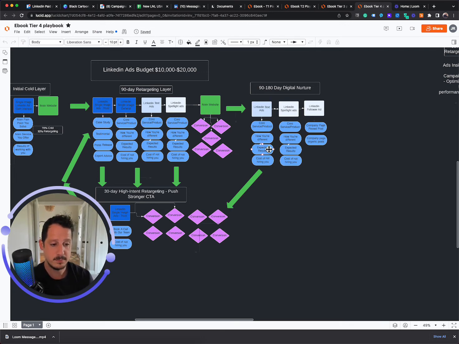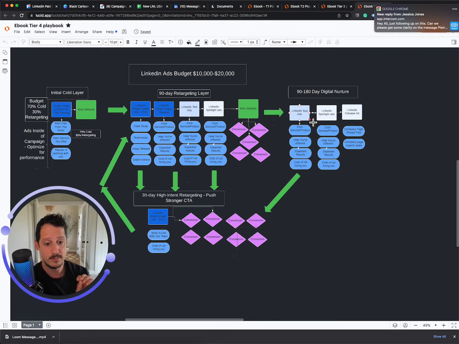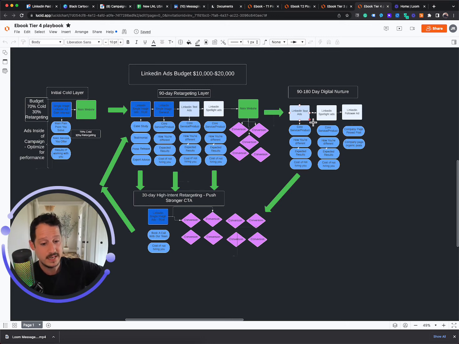So this being in the mix, the 90 to 180. Let's follow the journey. They have the cold campaign. They visit the website. They go through a 90-day retargeting layer, medium intensity. They make it all the way through that 90 days without interacting, without revisiting the website. They get queued into a 90 to 180-day nurture. Now, if they go through that without interacting with the ads in that layer, they've aged out of our retargeting. We're not spending money on them anymore.